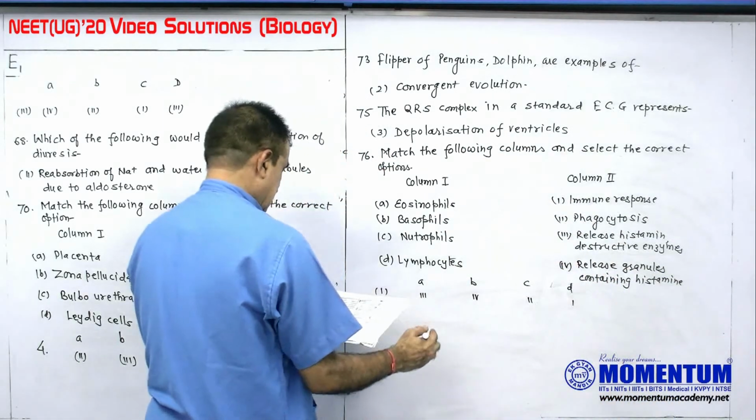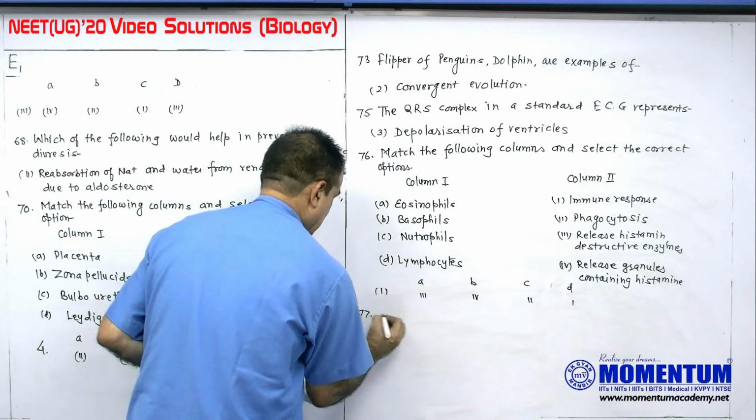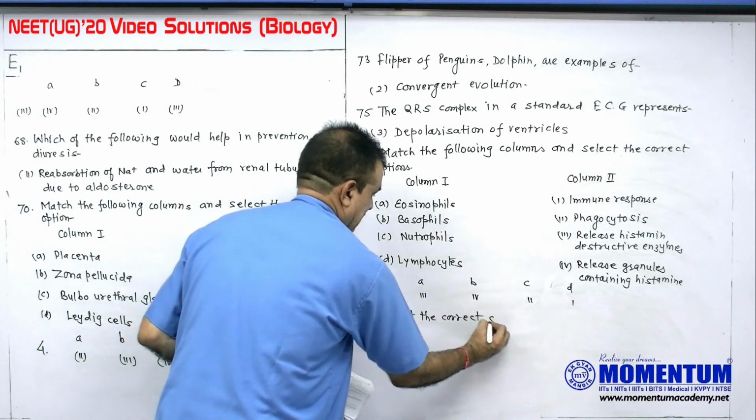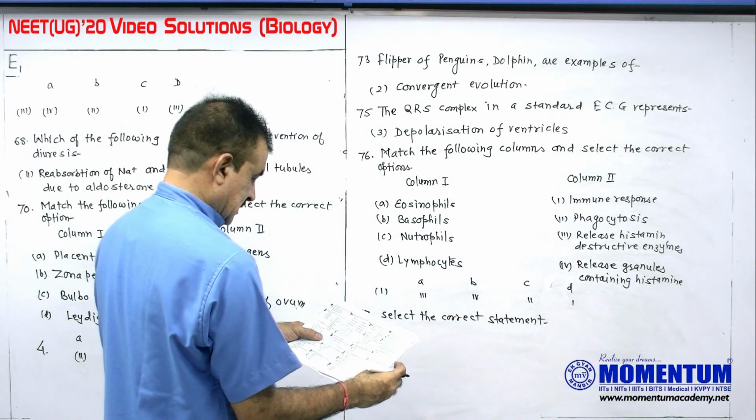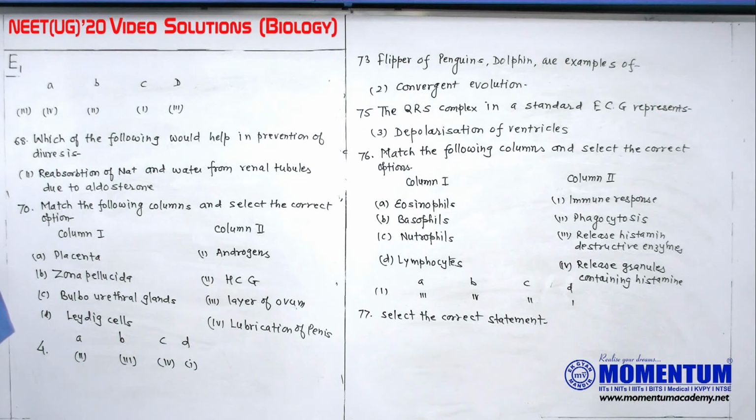Select the correct statement. 77. Glucocorticoids stimulate gluconeogenesis. That is 77.